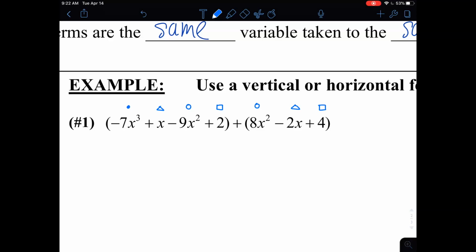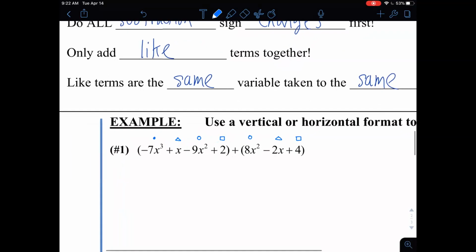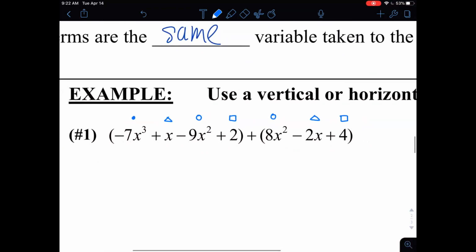So now that we labeled them, it says only add like terms together. Now we know what like terms go together because we labeled them. So now we're going to add the like terms. Negative 7x to the third is going to be by itself because there's no other x to the thirds to add. And once I get rid of it, I like to cross it out so it's gone. All right, what's the next smallest exponent? We got negative 9x squared plus 8x squared. What's negative 9 plus 8 going to be? Yeah, it's going to be negative 1 or just negative x squared. You can put a 1 here if you want. I don't like to put a 1. I like to put just negative x squared.